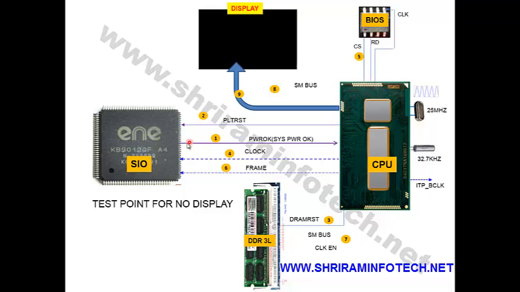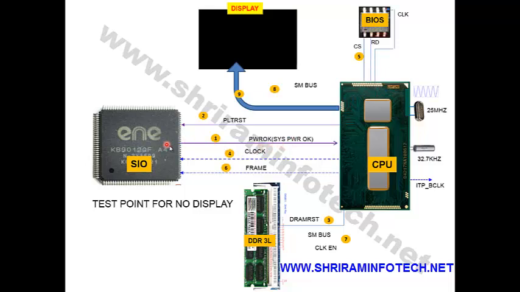This signal is generated by the SIO and this signal goes to the CPU. Okay, so this is a 3 volt signal coming from the SIO and goes to the CPU. So you have to check this signal at the SIO pin. You have to go to the diagram and locate the exact pin. The pin name is called the power OK or the system power OK. This is a 3 volt.